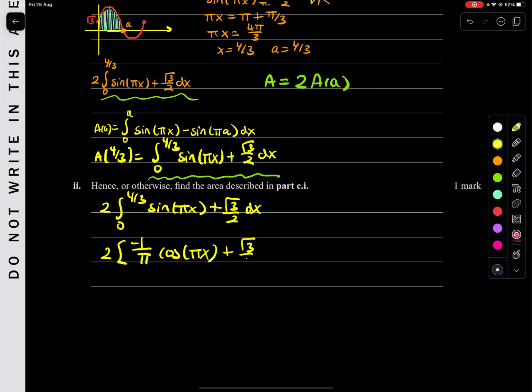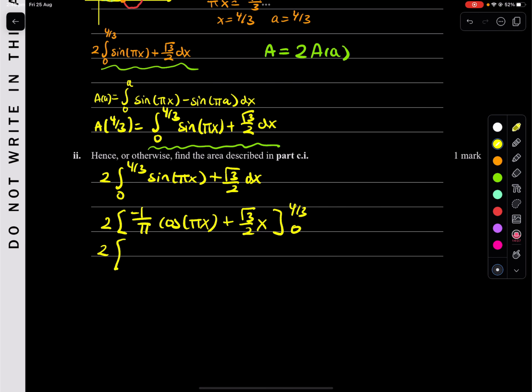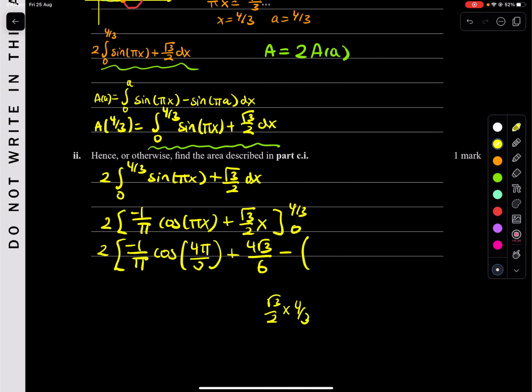Plus root 3 over 2x. 4 on 3 is 0, so it'll be 2. Negative 1 on pi cos 4 pi on 3 plus, so root 3 over 2 times 4 on 3, it's 4 root 3 on 6, minus, if I sub in a 0 on a cos, that's 1.